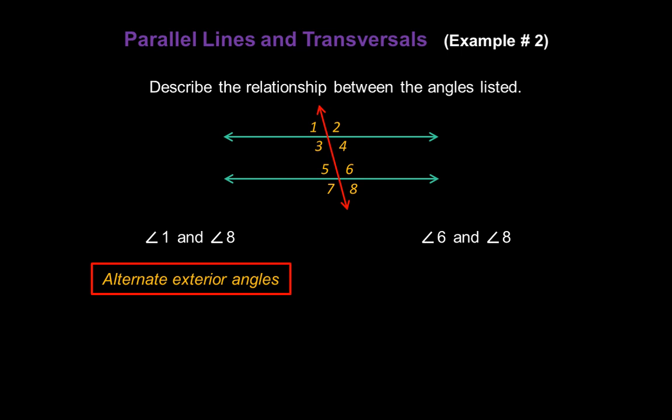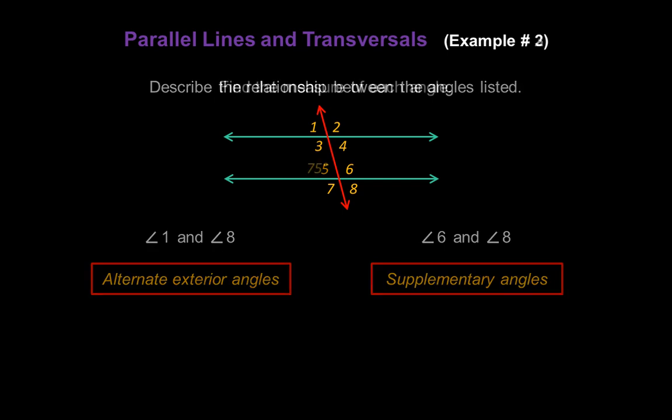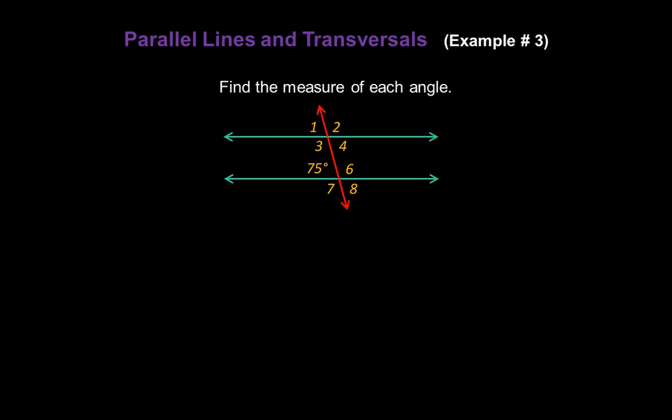And finally, what would you call angles 6 and 8? How do they relate to each other? Well, those two are also supplementary angles because their sums would total 180 degrees. Now let's look at another example. Let's find the measure of each angle.